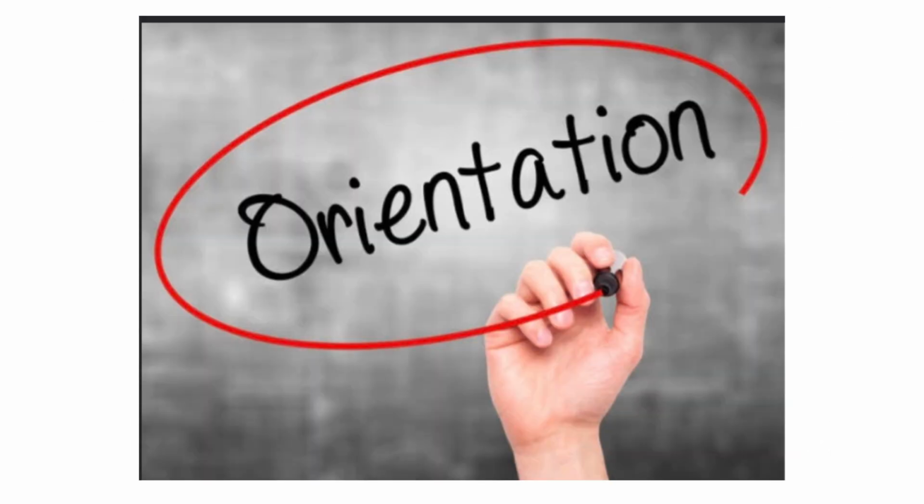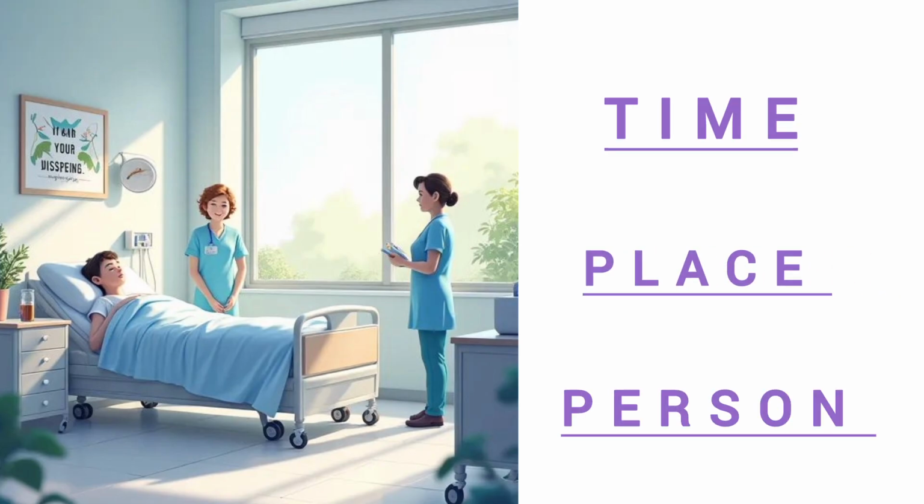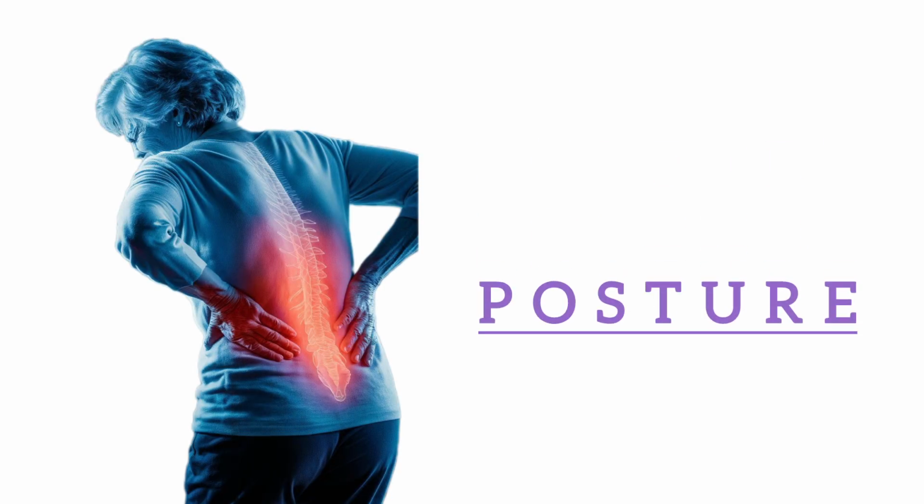Orientation. In orientation, we need to ask questions to check if the patient is oriented to time, place and person. How do we ask the patients? For time: can you please tell me today's date or the time? For place: where are you right now? And for person: what is your name and who am I? We ask questions about time, place and person to see whether the patient is oriented or not.